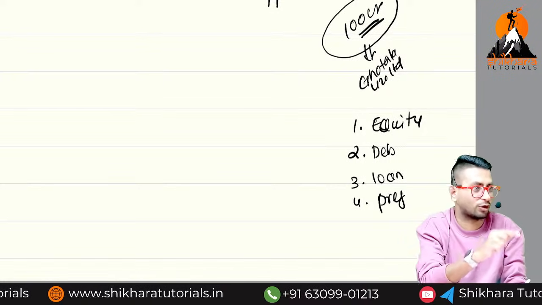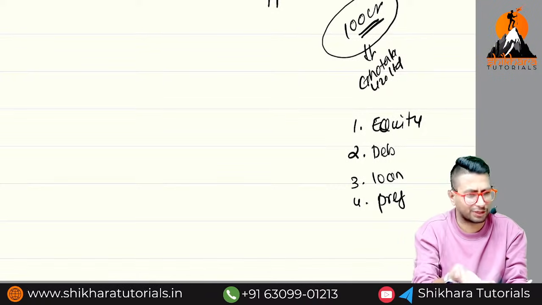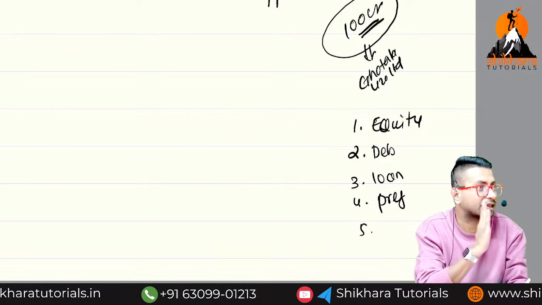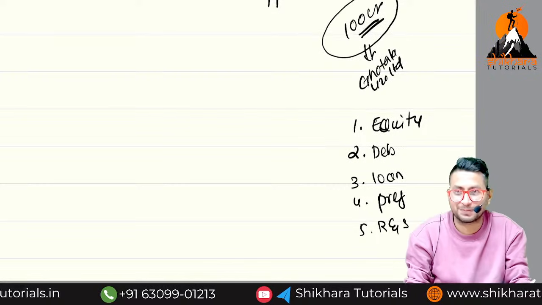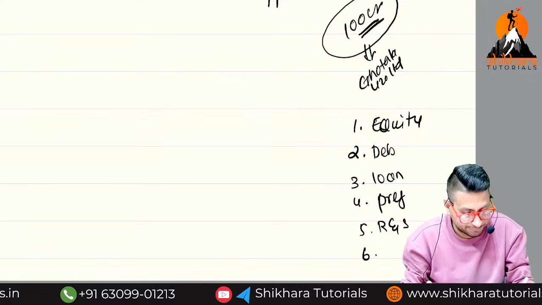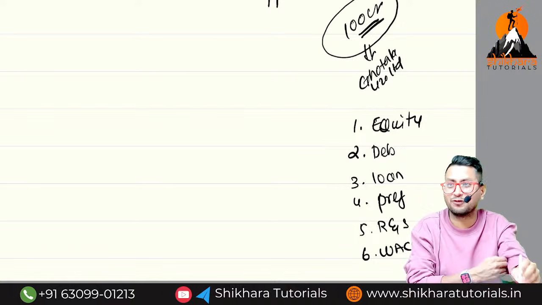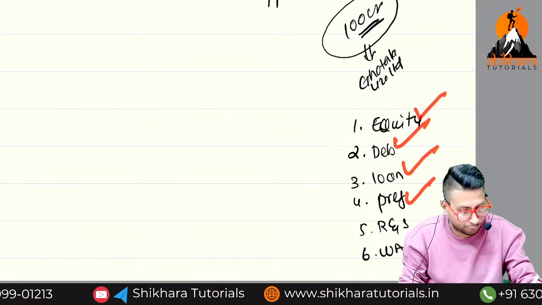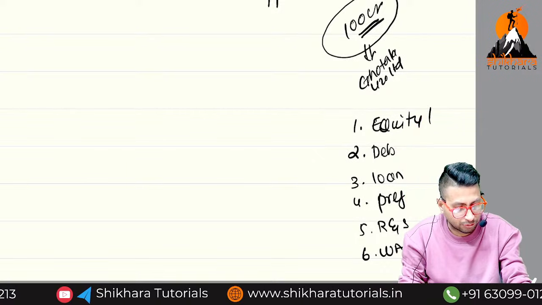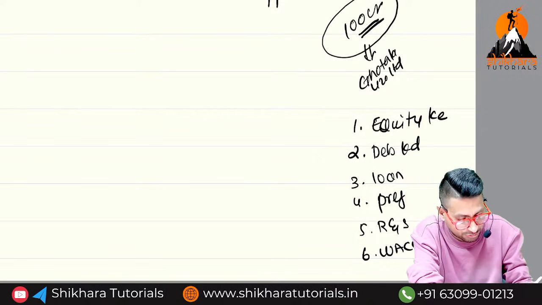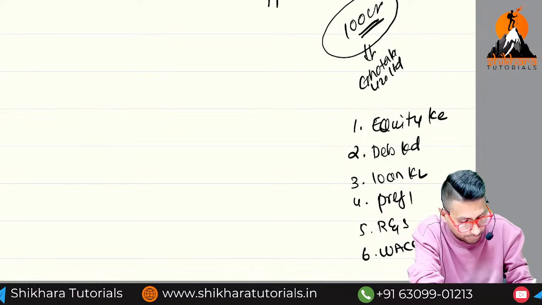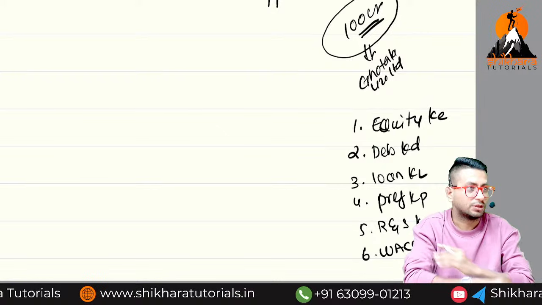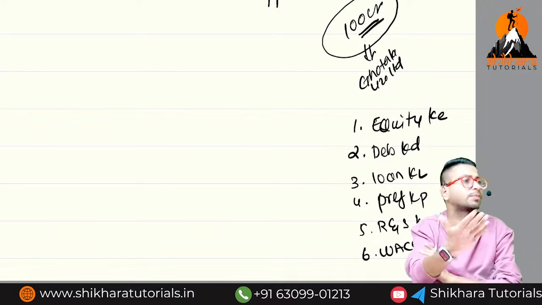Have you studied the cost of capital chapter? That only you tell. Then reserves. Reserves and surplus and WACC, weighted average cost of capital. You might have studied, right, FM? Equity, debentures, loans, preference. This is called cost of equity, cost of debt, cost of loan, cost of preference, Kr cost of reserves, and Ko weighted average cost of capital or overall cost of capital or marginal cost of capital.